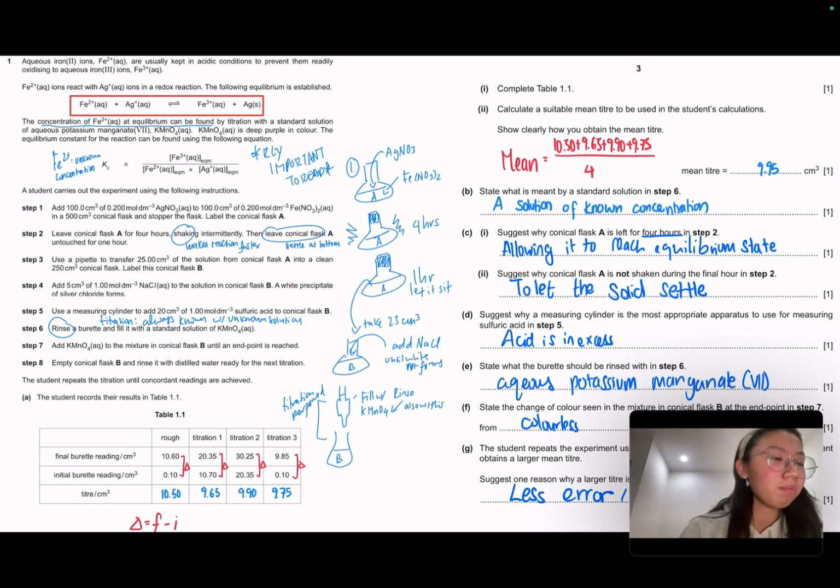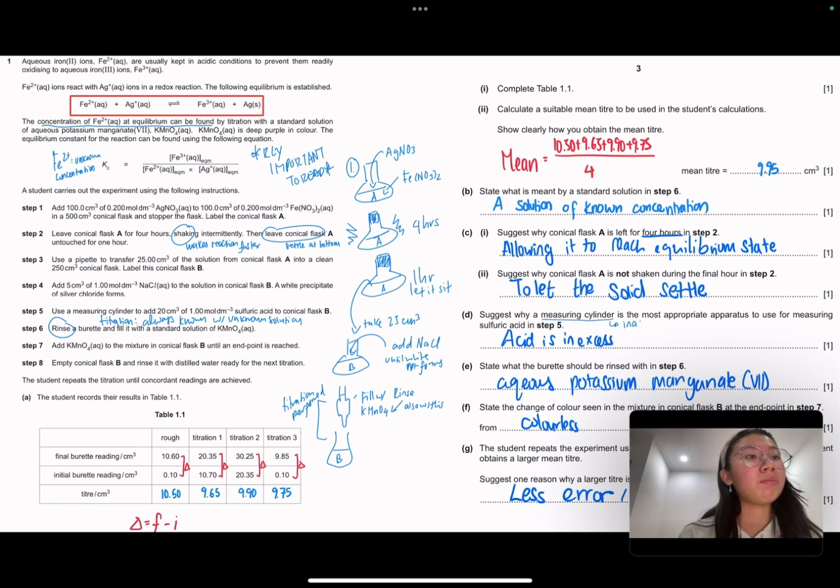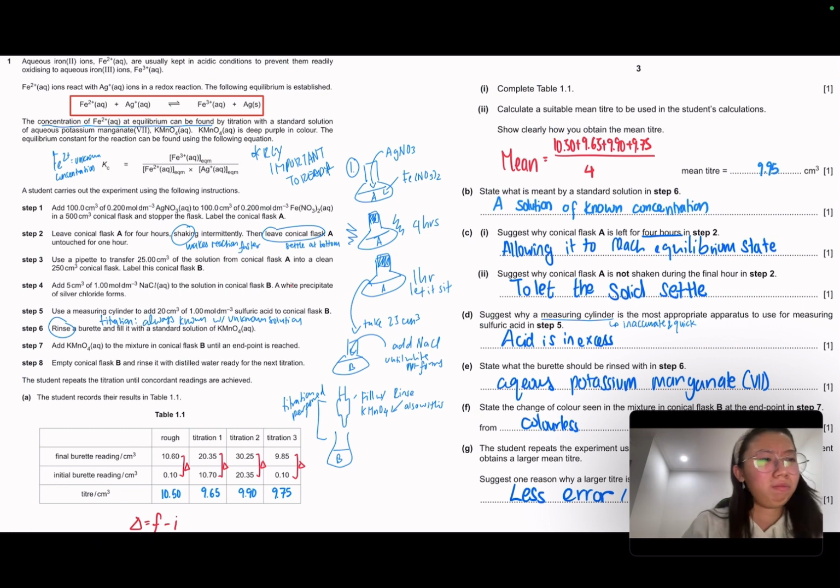Again, it is to allow it to reach the equilibrium state and not shaken to let the solid settle. Alright. D. Again, they're also asking the same thing: why is the measuring cylinder the most appropriate? Again, acid is in excess, and the measuring cylinder is not very accurate, but it's quick and efficient. That's why it's the most appropriate one, because at the end of the day, it's already in excess. Doesn't matter about the accuracy.